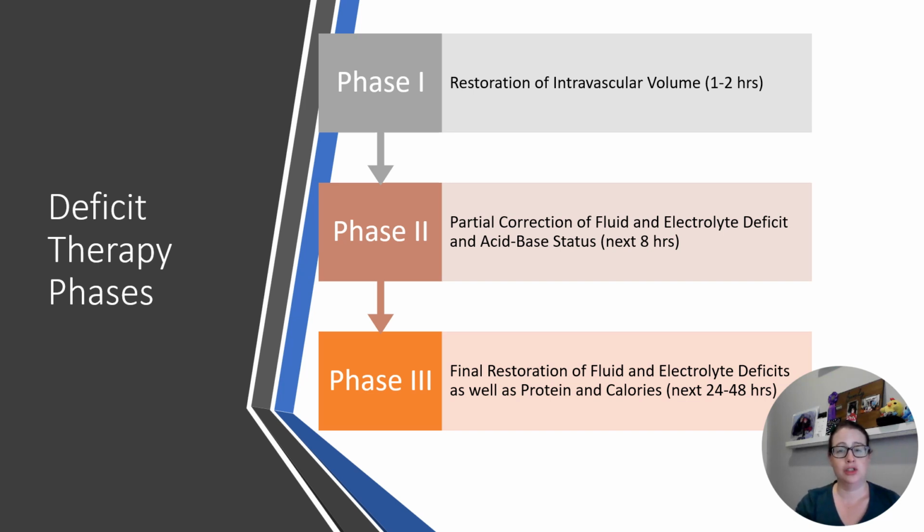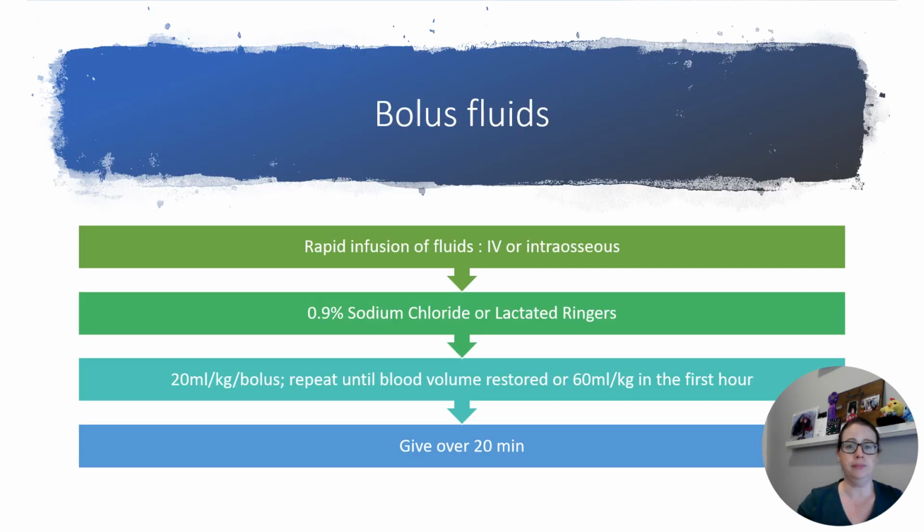So phase 1 is usually when you'll see patients receiving IV boluses. We use isotonic solutions like normal saline or lactated ringers, and we're just trying to increase volume at this point to prevent shock. Then we will move on to phase 2 when we have restored that initial volume. Then we can work a little bit more slowly to partially correct the fluid and electrolyte deficit over about the next 8 hours. And then we will continue to stabilize those electrolytes, but then start to reintroduce protein and calories in the form of regular diet.